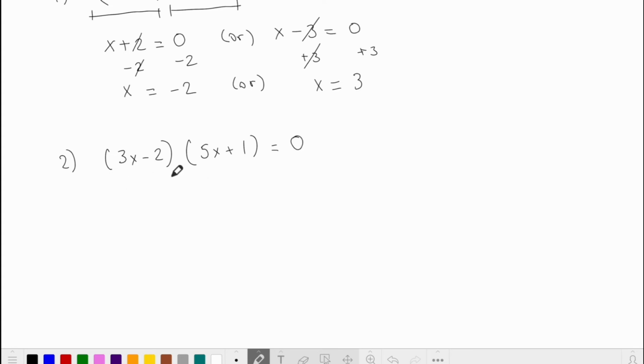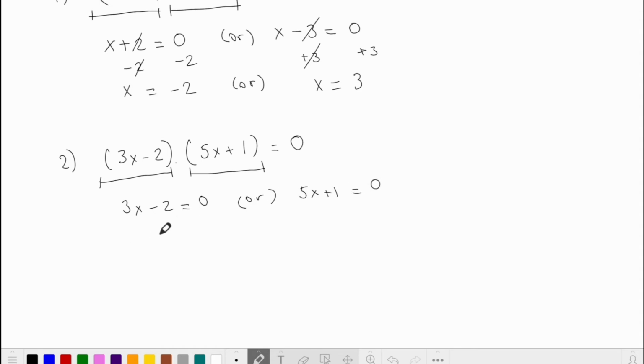Now we have this problem: 3x minus 2 times 5x plus 1 is equal to 0. The same concept that we will be using is the zero product property. So either 3x minus 2 is 0 or 5x plus 1 is equal to 0. So now let's use that concept. 3x minus 2 has to be equal to 0, or 5x plus 1 is equal to 0.